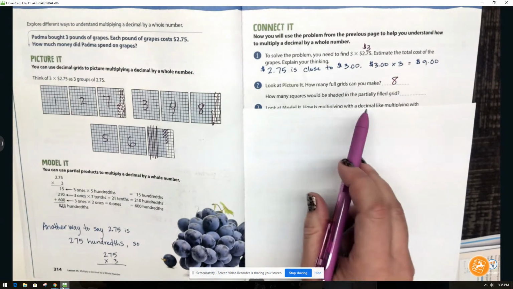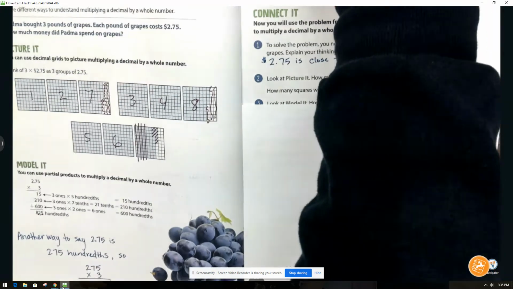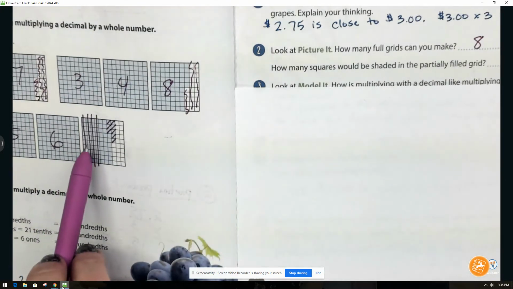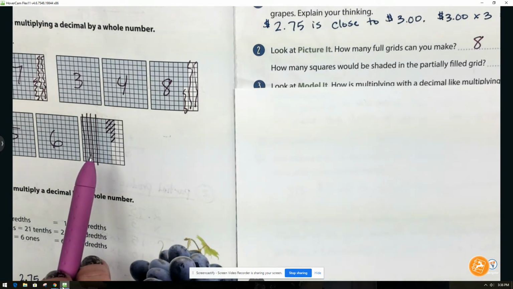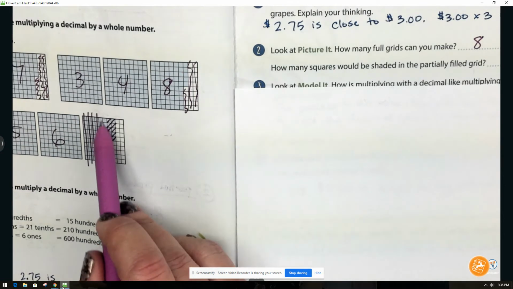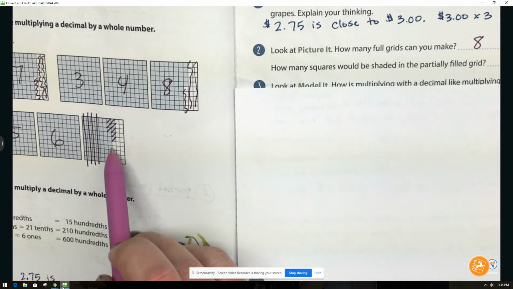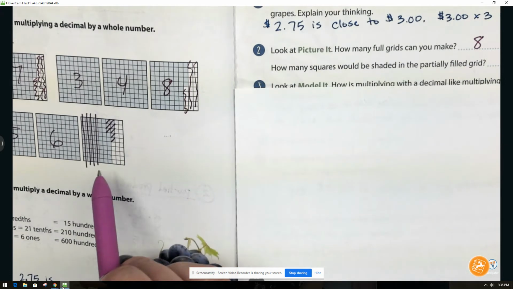Now, how many squares should be shaded in this final grid? That's what we have left. So let's count and see what we have left. And we might have too much left. We'll have to look and see. All right, so we've got 10, 20, 21, 22, 23, 24, 25, 26, 27.